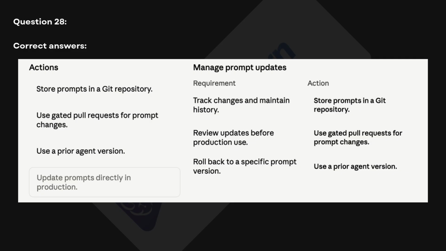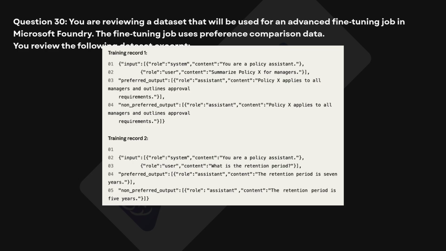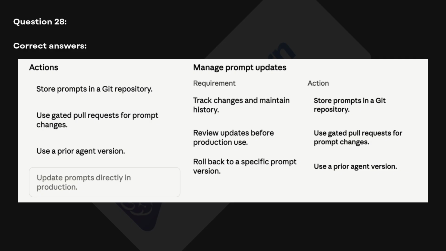Correct configuration. Requirement 1 should use store prompts in a Git repository. Requirement 2 should use gated pull requests for prompt changes. Requirement 3 should use a prior agent version.